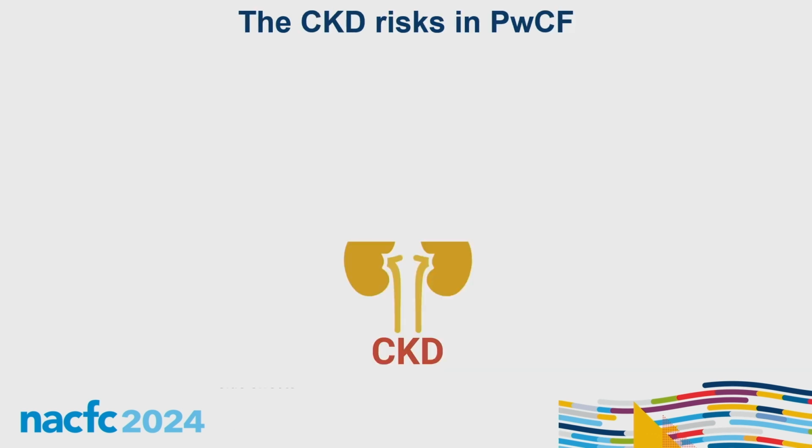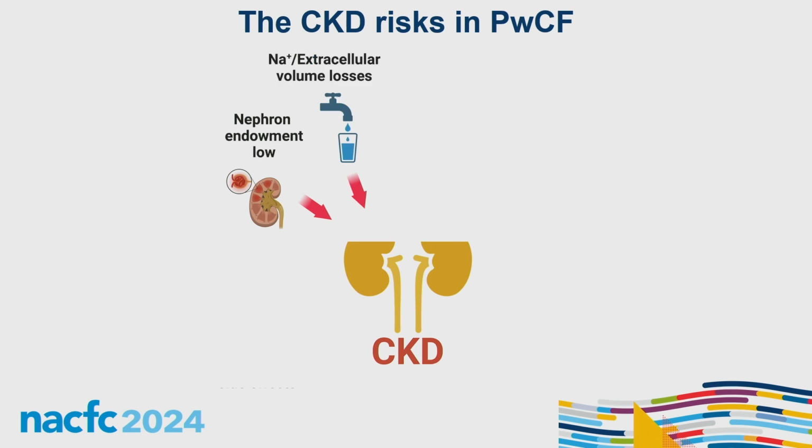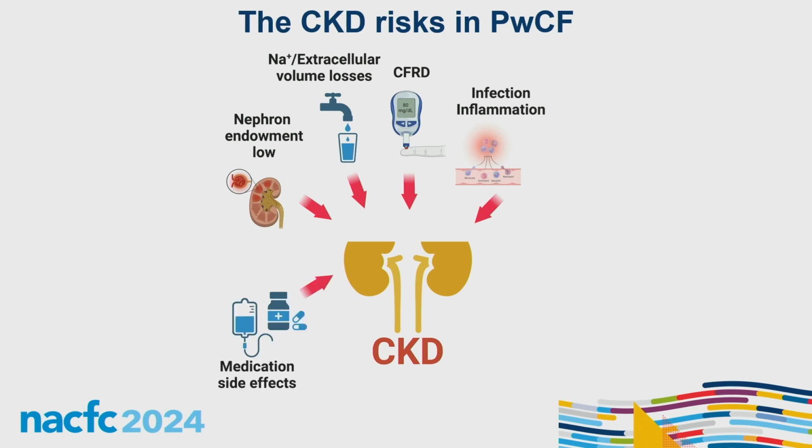So the risks of CKD in people with CF are numerous, starting from the possible role of CFTR in regulating the nephron endowment, the repeated episodes of sodium, electrolyte and volume losses, which chronically upregulate the renin-angiotensin-aldosterone system, the effects of the most predominant and prevalent extrapulmonary manifestation, the CFRD, effects of inflammation and infection from various causes, as well as the medication side effects.